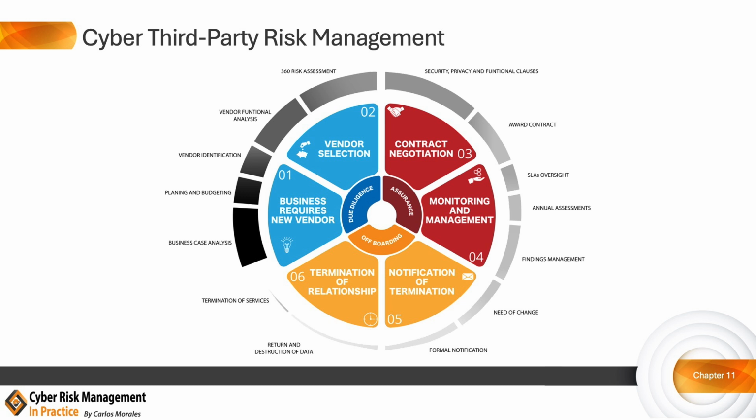Security clauses and contracts. This is also the moment to set expectations in writing. Strong due diligence includes reviewing and negotiating contracts to ensure the right security clauses are in place. That includes data protection and confidentiality terms, breach notification timelines, right to audit, subcontractor management and approval, minimum control requirements, obligations if the vendor is acquired, merges, or changes service scope, clarity on data ownership, retention, and return.